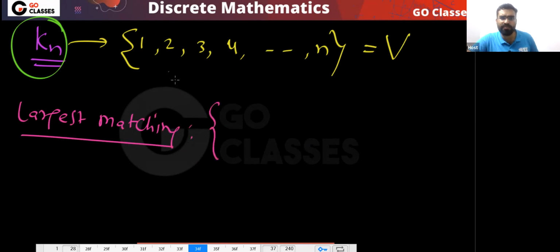So how to create a largest matching? Very simple. Forget about the graph. Just because every two vertices are adjacent to each other, I can create the perfect matching. I can create the largest matching.